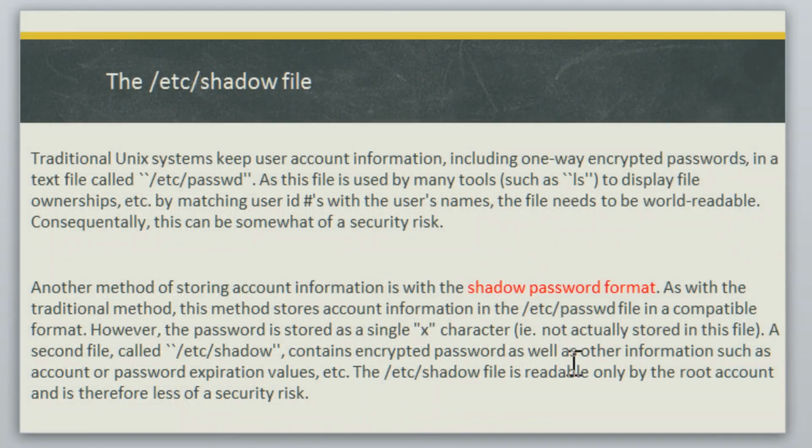Okay? So in a second file called /etc/shadow, this is where it contains the encrypted password as well as other information, such as account or password expiration values. The /etc/shadow file is readable only by the root account and is therefore less of a security risk. So let's check that file out.